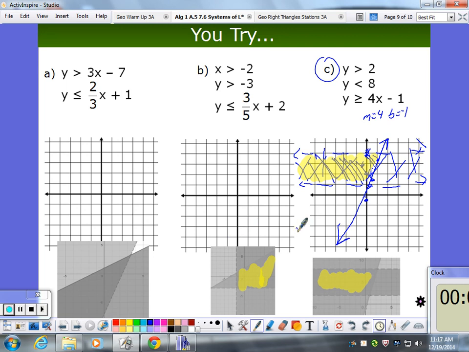Why am I shading? Because they're inequalities, and because that's where they all intersect. I want to know where all the shadings overlap. Rejoice. Who has a question? Now, it's very common to go the wrong way, so you've got to be really careful. Your shading has to be in such a way that you can tell where they overlap. That to me is the trickiest bit. It's really just, if you can graph, you can do this.